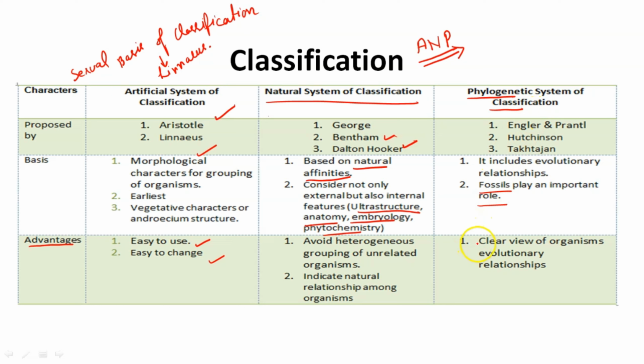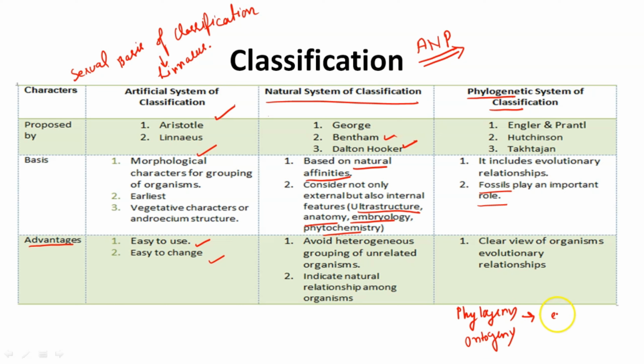So you can see here it has a clear view of organisms' evolutionary relationships, right? Which is the most important. So two important terms we can discuss here. One is phylogeny and the other is ontogeny. So what is phylogeny?